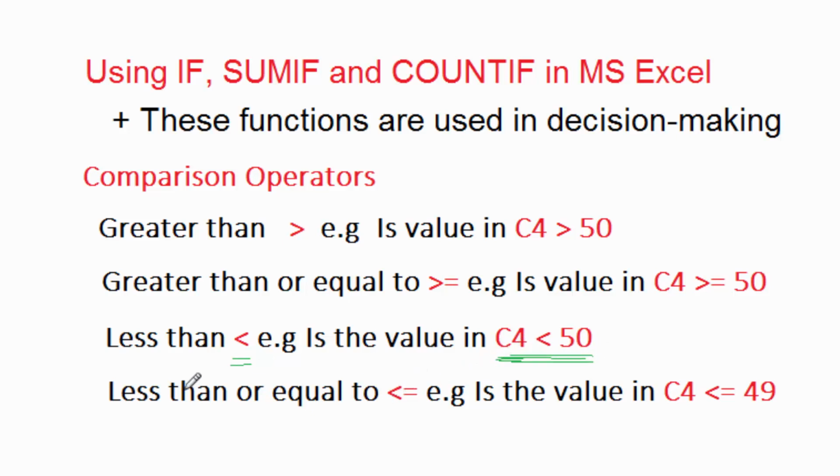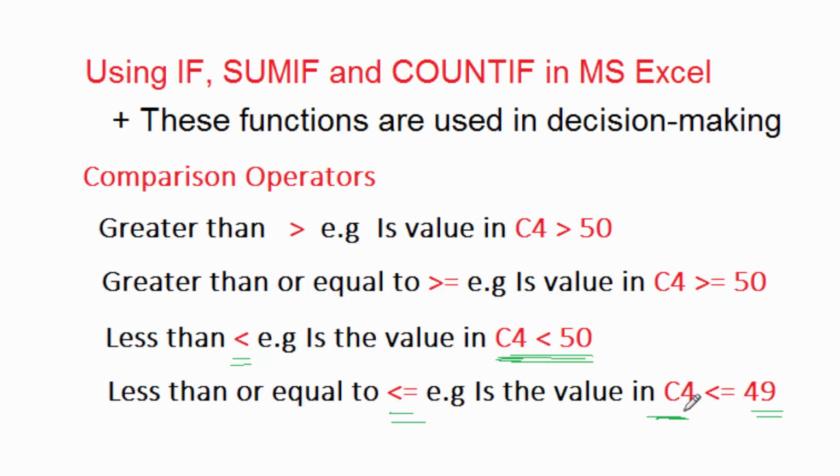The next operator is less than or equal to. In the less than or equal to, we are checking if, for example, any value in our cell, in this case C4, is less than or equal to a certain number. In this case, we have 49.